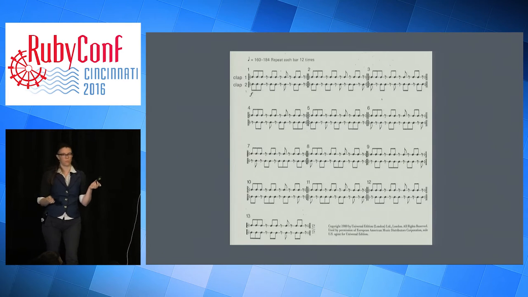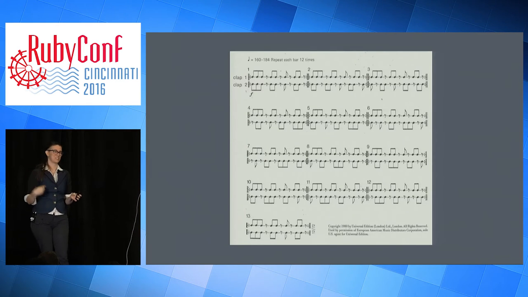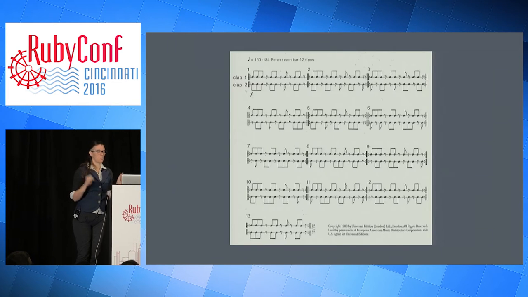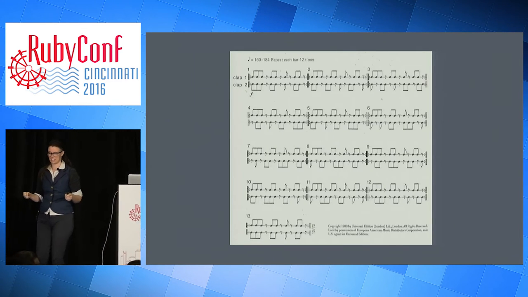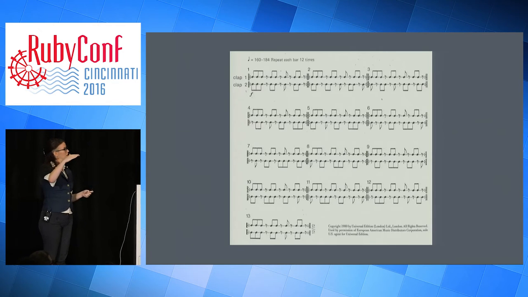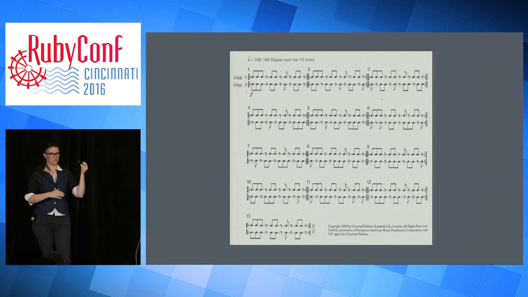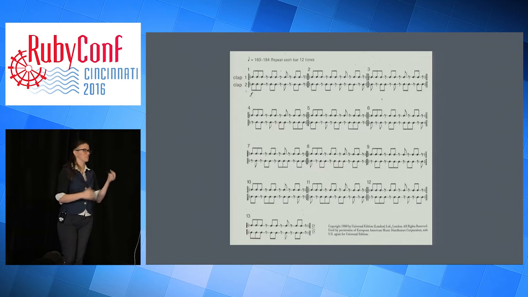Disclaimer here, we're not gonna repeat it 12 times. We're gonna repeat it 4 times because this is my talk and I think 12 is too many for this talk. Fantastic. So one last thing I wanna point out before we move on is that the top part has exactly the same pattern of notes in every measure. It plays the same thing the whole time. And that is arguably the boring part of the piece, but it's also a really important part of the piece. It gives the changing part something to work against.